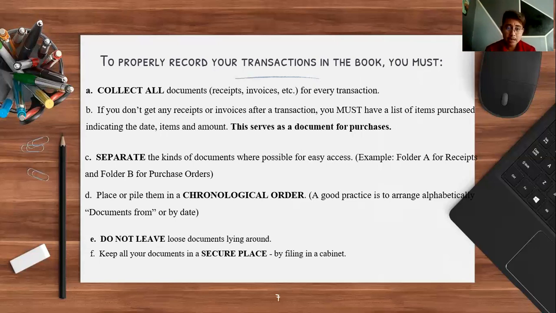Okay? Next is keep all your documents in a secure place by filing in a cabinet. So para magkaroon ng safe na lalagyan yung documents natin sa every transaction, we can have a cabinet na kung saan hindi siya madaling makita ng mga bata or hindi siya madaling makita ng mga tao that they can erase the transaction or they can get the transaction without knowing by the accountant. So make sure po na secure yung place sa tubig, sa apoy, sa hangin, or kung kanino man. Okay?